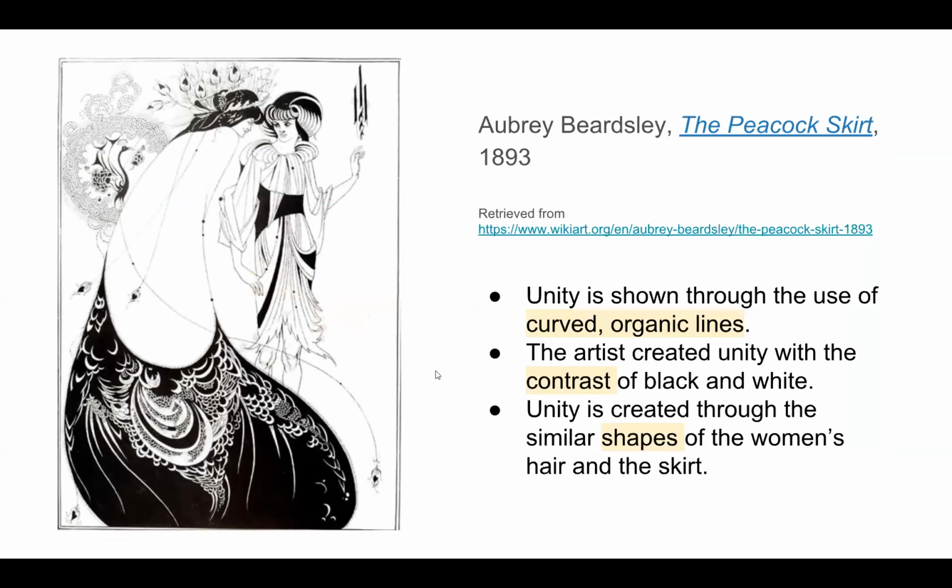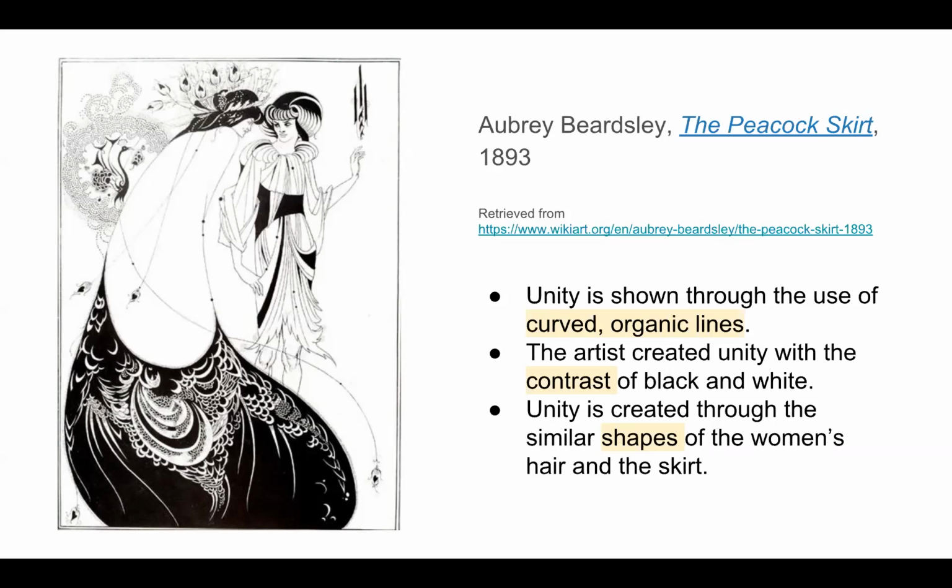In this next drawing, this is a drawing done by Aubrey Beardsley called the Peacock Skirt. And in this one, we see a couple of different elements that we can talk about. The first one is lines again, although we talked about line in the other one. But this one has lines the way that you are probably thinking of them. Single lines drawn, not shapes that are filled in. And you can see that there are a lot of curved organic lines in this drawing.